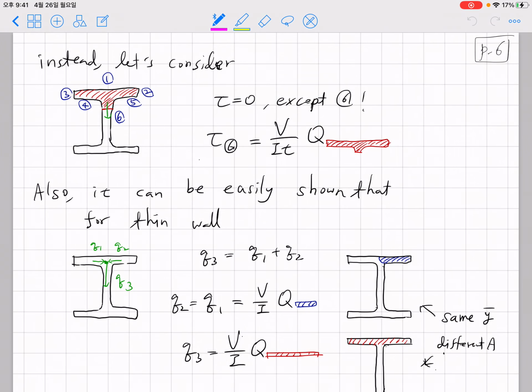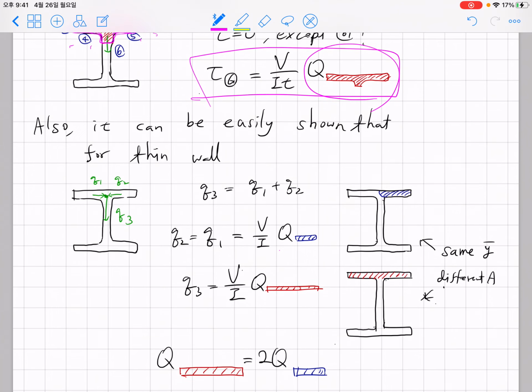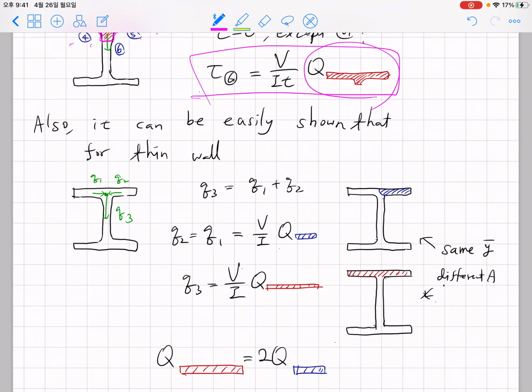So here the solution to this problem is you take the entire full flange as a red area and try to take this as your red area. Then try to apply our equation, and the q integral range must be the entire range. And here what you can see here is 1, 2, 3, 4, 5. All these areas you have free surface or tau equals 0, and you can obtain tau as a function of VQ over IT.